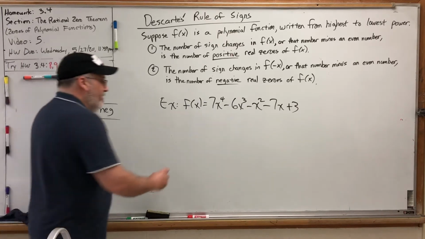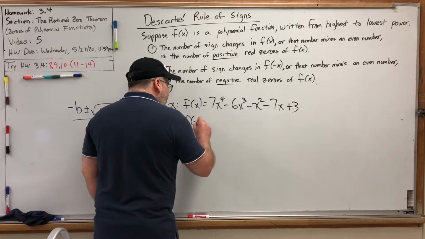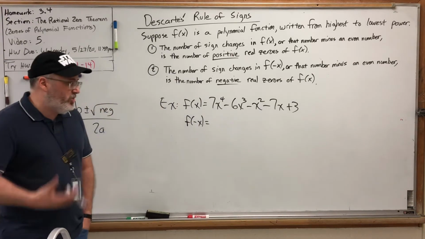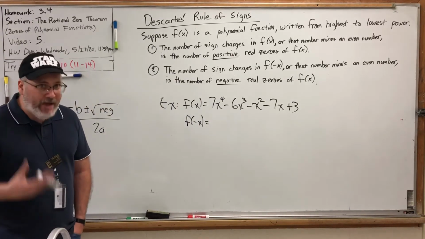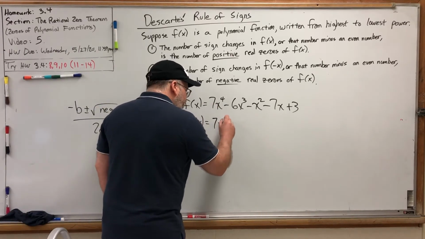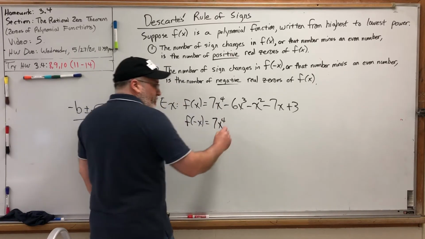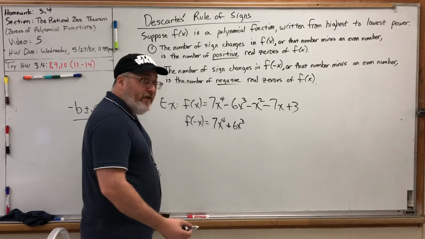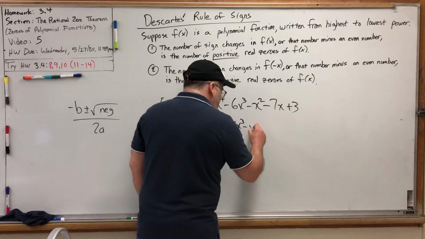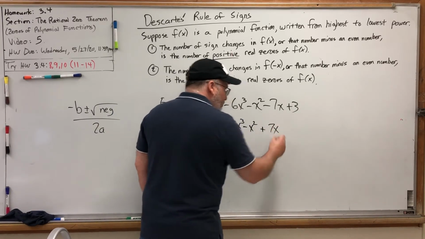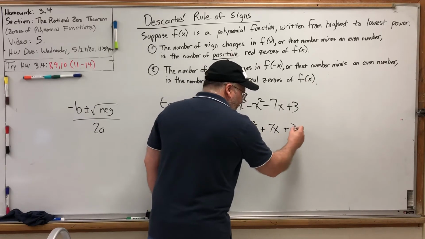Now, let's go ahead and calculate f of negative x. And remember, all that does is change the sign on the odd-powered terms. So the 7x to the 4th stays the same. The negative 6x to the 3rd changes to positive 6x to the 3rd. The negative x squared stays the same. The negative 7x becomes positive 7x. And the positive 3 stays the same.